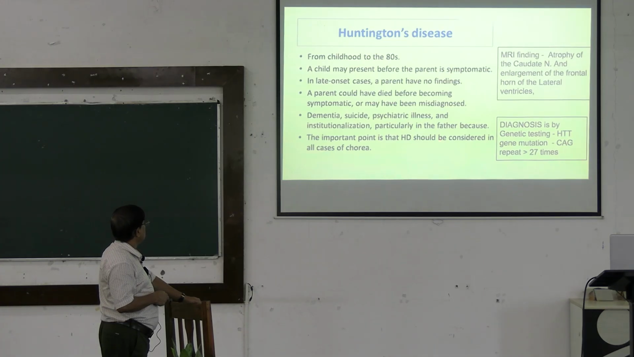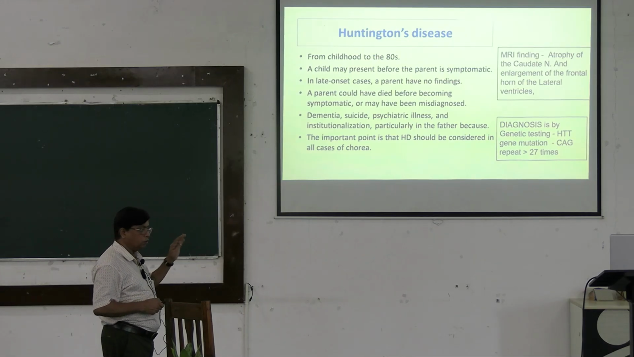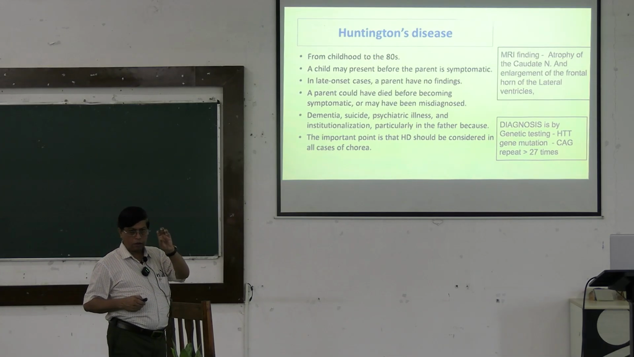The most important part is that Huntington's disease should be correlated in the case of chorea. So important these things are. What is the important MRI finding of chorea? You know the chorea. C for C, I have told you that the lesion is in the caudate nucleus.